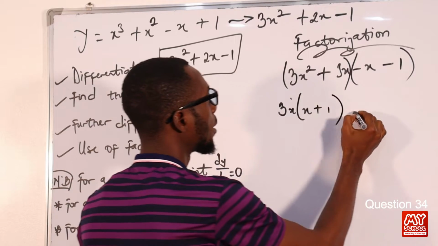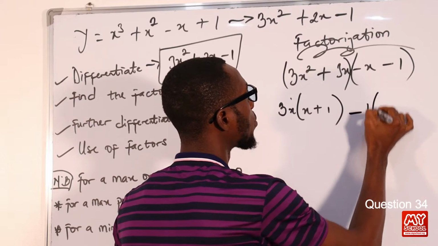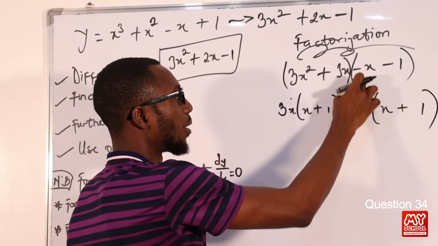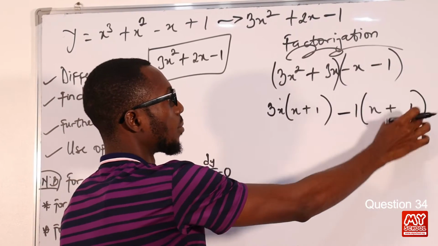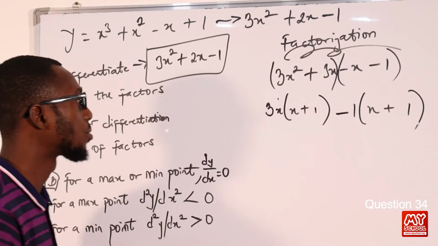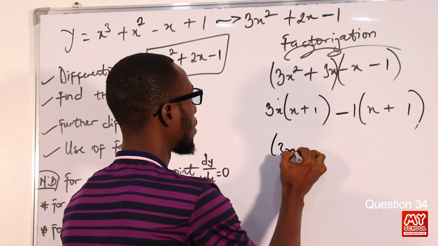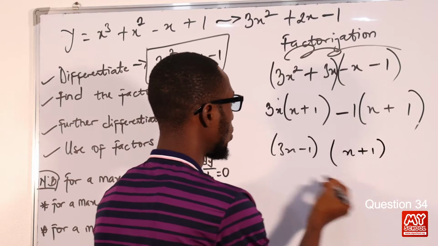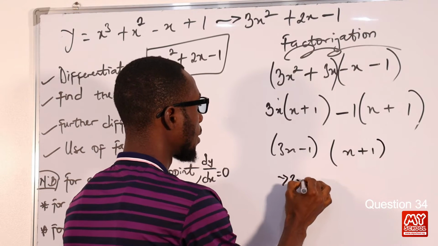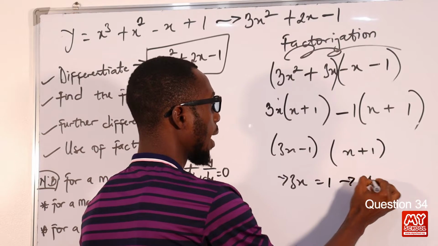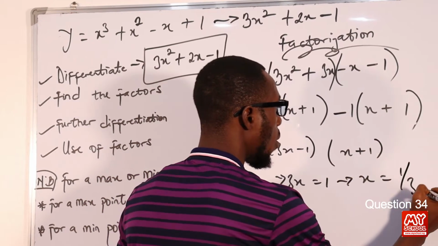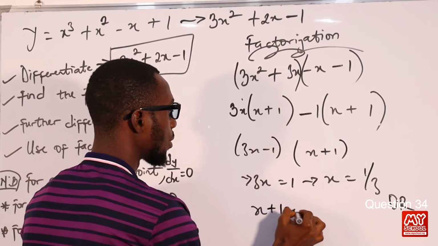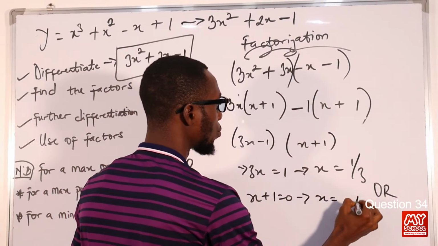All right, then for this I have minus 1 into brackets, x plus 1. You can verify this. Minus 1 times x, minus 1 times plus 1, we have this. So we have 3x minus 1 and we have x plus 1. This tells us that 3x equals 1, right? And that means x equals 1 over 3, or x plus 1 equals 0, or x equals minus 1.